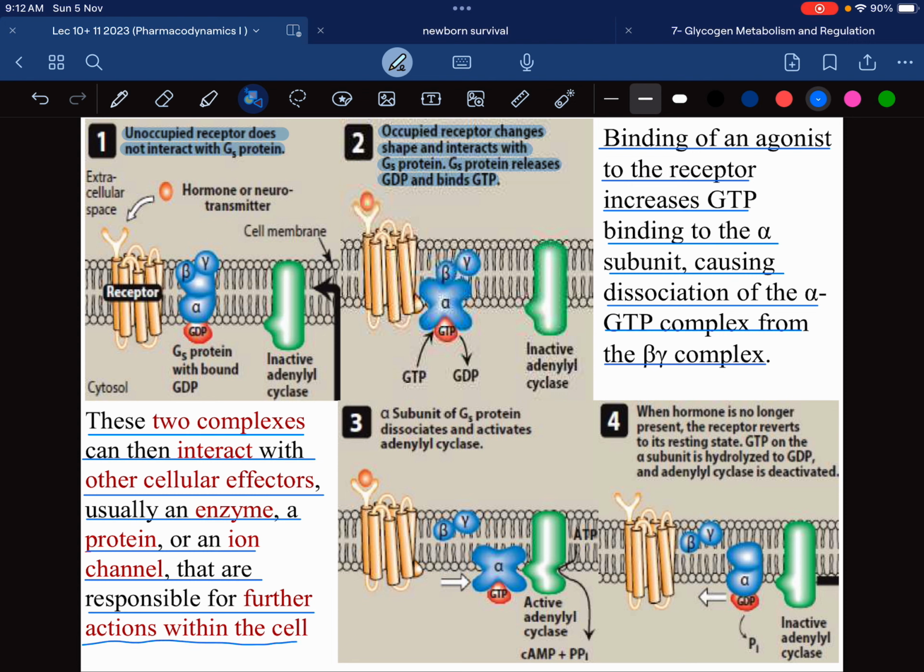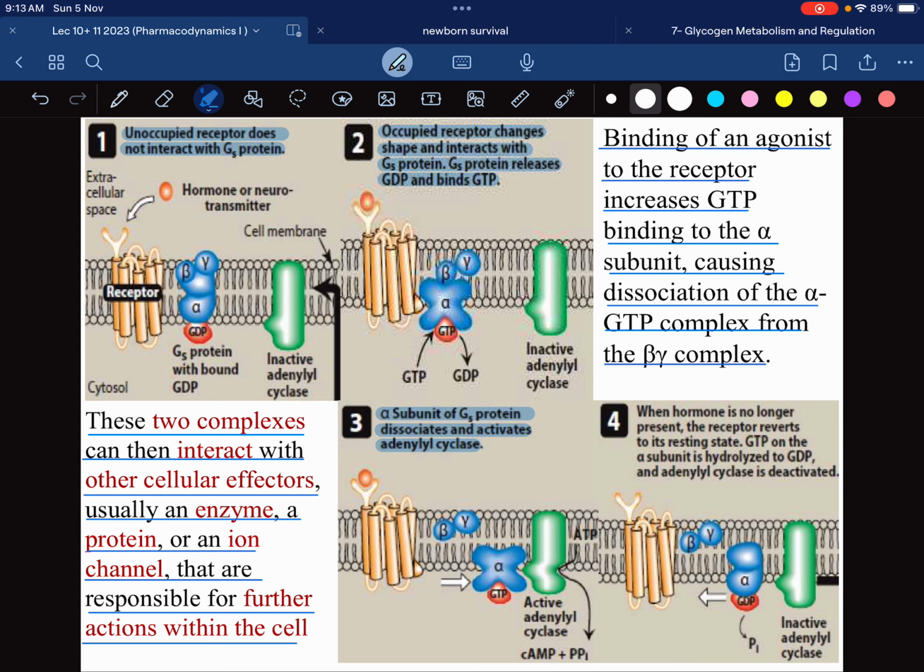After that, the alpha subunit will release GDP and bind to GTP. This will cause activation and translocation of the alpha subunit with GTP. It will bind to what? A second messenger. The activation of this second messenger is a crucial step to produce the biological activity.